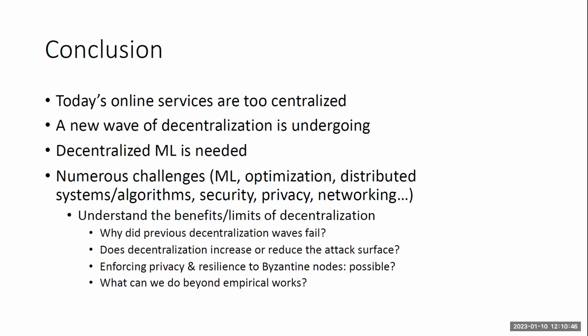Is it possible to enforce at the same time privacy and resilience to Byzantine nodes? And what can we do beyond empirical works? This is a question I ask myself because I do a lot of empirical works, but it's important to always try to see whether we can. Of course, to simplify the picture, you have sometimes very theoretical works, sometimes very empirical works, and maybe the truth is somewhere in between, right? Trying to combine both to get nice results.